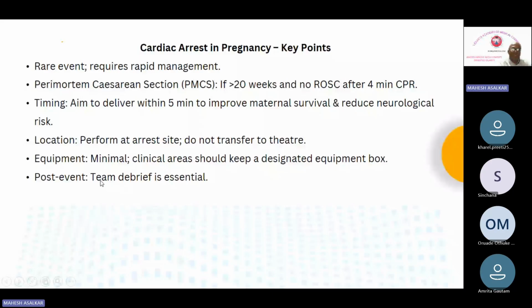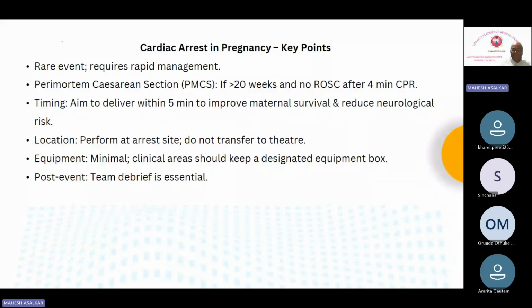What should be the timing? Aim is to deliver within 5 minutes to improve maternal survival and reduce neurological risk. Remember these timings, okay, because you need to read the question you have been asked in the examination. Sometimes they give you the scenario, they will tell you that the mother had cardiac arrest, then the team has attended, the CPR is started, airway, breathing, circulation has been taken care of, this, that, and the 4 minutes are over.